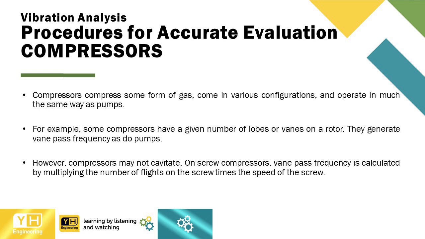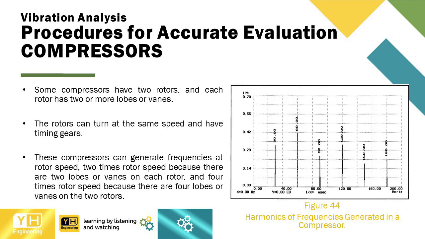However, compressors may not cavitate. On screw compressors, vane pass frequency is calculated by multiplying the number of flights on the screw times the speed of the screw. Some compressors have two rotors, and each rotor has two or more lobes or vanes.